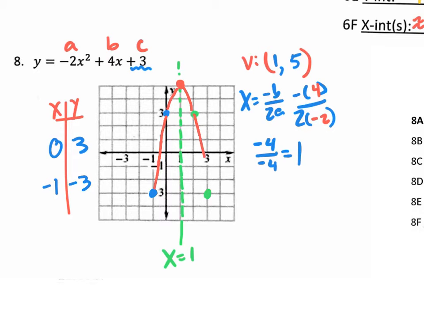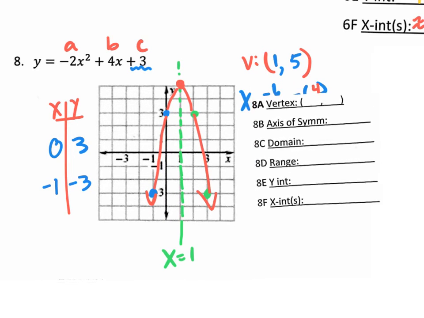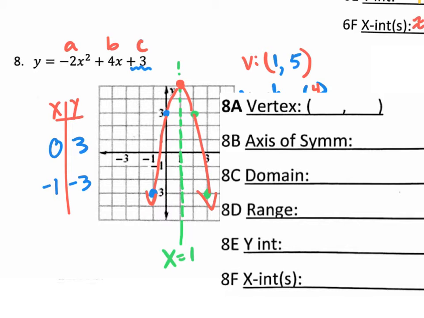Yes, it's a little narrower than usual. That's because the a value is further away from 0. Let's look at our extra details. The vertex is 1, 5. Axis of symmetry, x equals 1. The domain, x equals all real numbers. The range, y is what? Less than or equal to what? 5, the y value of your vertex, right?